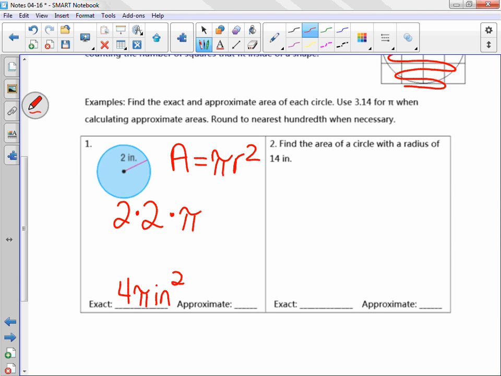Okay? When we ask for an approximate answer, we actually have to multiply our answer by 3.14. So 4 times 3.14 is 12.56, and we also have to make sure we write it as inches squared.